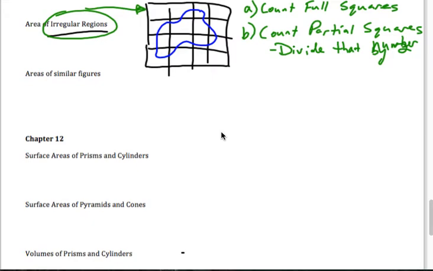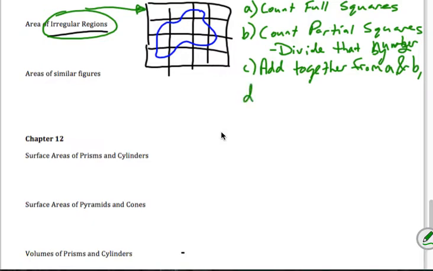Boom. Fix the problem. I'm a genius. All right, divide that number by 2. So I'll do that in a second. C. So you're going to add together your answers from A and B. Leaving us to D, multiply by the area of a square.